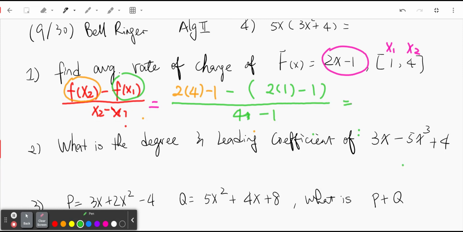2 times 4 minus 1 is 7. Minus 2 times 1 minus 1 is 1. Over 3. 6 over 3 equals 2.